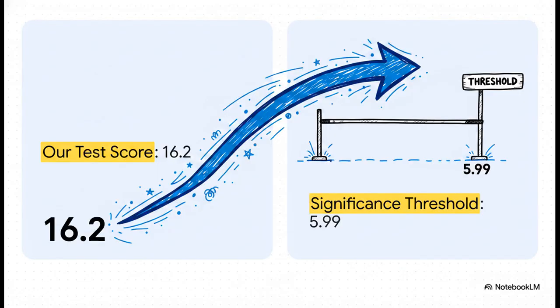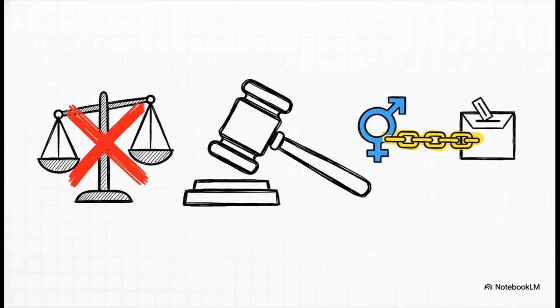And here is the moment of truth. Our test score is 16.2. The threshold we needed to beat was 5.99. It's not just a little bigger, it completely blows past it. We didn't just clear the bar, we soared right over it. And there it is, our verdict. The gap between what we observed in the real world and what we'd expect from random chance is way too big to be a fluke.